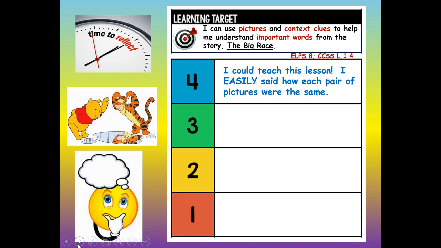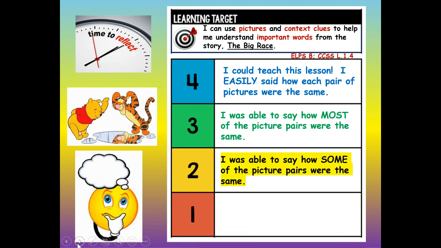I easily said how each pair of pictures were the same or similar. Or would you give yourself a 3? I was able to say how most of the picture pairs were the same. Or would you give yourself a 2? I was able to say how some of the picture pairs were the same. Or would you give yourself a 1? I was not able to say how any of the picture pairs were the same. How do you think you did? On the top of your paper, write your reflection. 4, 3, 2, or 1.